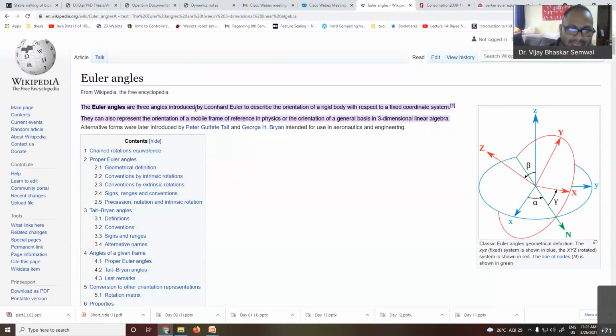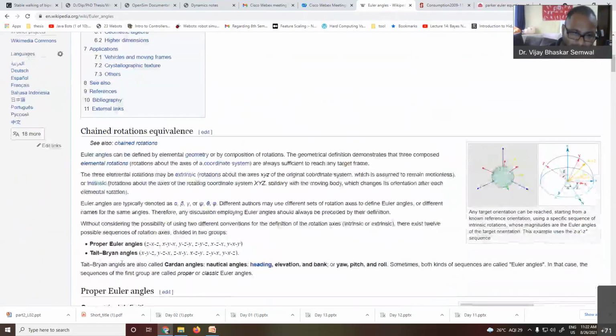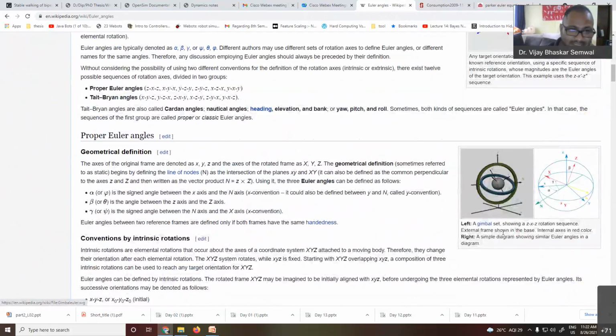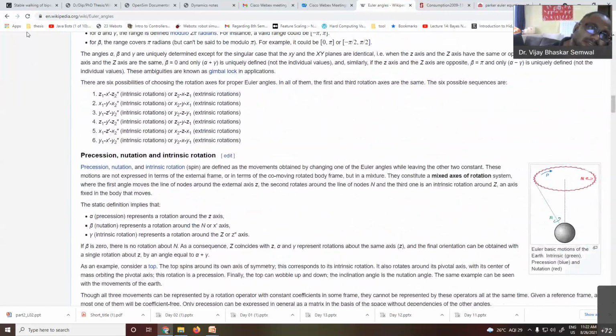The Euler angles are three angles introduced by Leonhard Euler to describe the orientation of a rigid body with respect to a fixed coordinate system. Utilities they have noted can also represent the orientation of a mobile frame of reference in three-dimensional space. Chain rotation is happening. Popular Euler angles are ZXZ, XYZ, YZY. You can see that this is rotating like this, and you can see the glimpse of pendulum kind of things. So with the different Euler angles, you are rotating around the Z axis by a certain degree, then the X axis, then the Y axis. Okay, the utilities I will check.